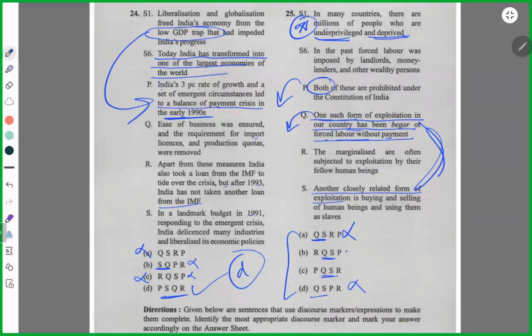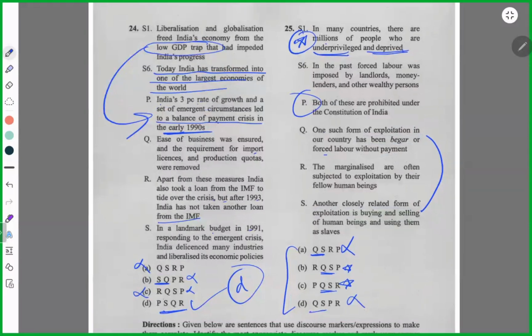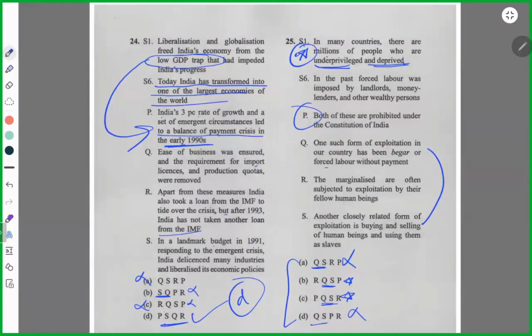Now P or R. Out of these two, which is the correct one? Let's start with P only, because P is the first one and QS is the pair. Now, P cannot be first. Underprivileged and deprived are two things, but these are not things that need to be prohibited. If something is to be prohibited, it could be forced labor or something like that, right? So these two are definitely not addressing that. So P is eliminated.